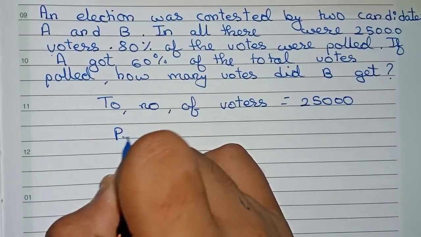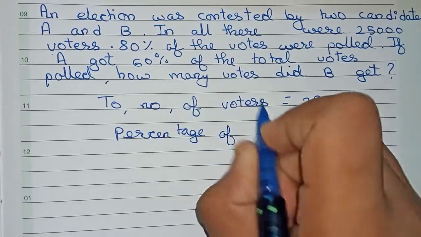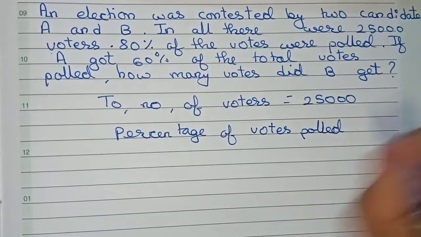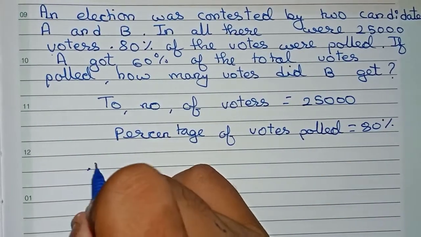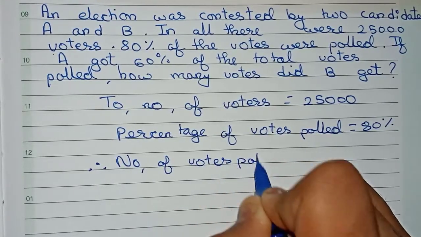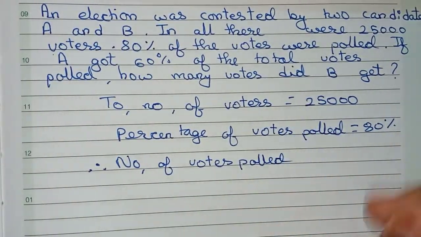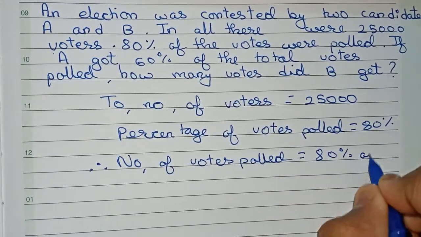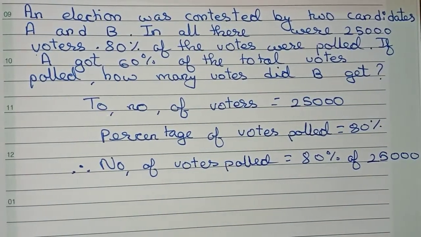Now we write the percentage of votes polled. That means how many people have voted out of 25,000. That is 80%. So the number of votes polled is the number of votes out of 80%, since 20% is cut off. So it becomes 80% of 25,000. If we find it, we will get the amount of votes that were polled.